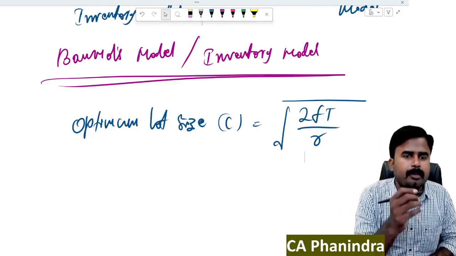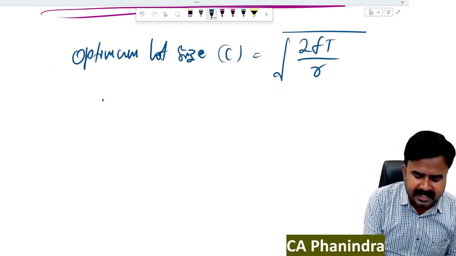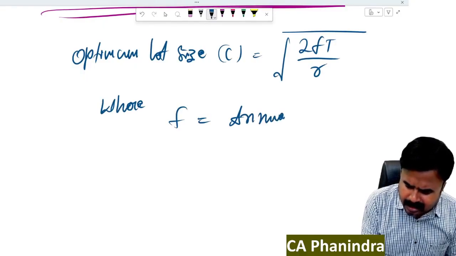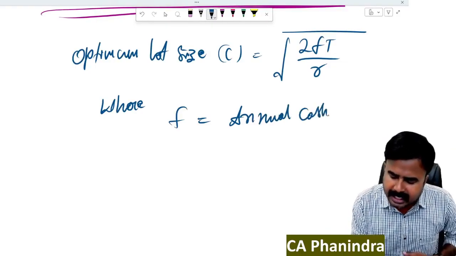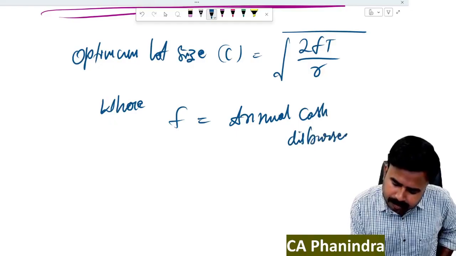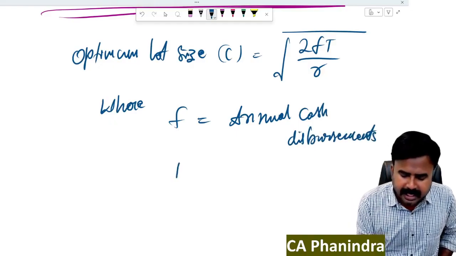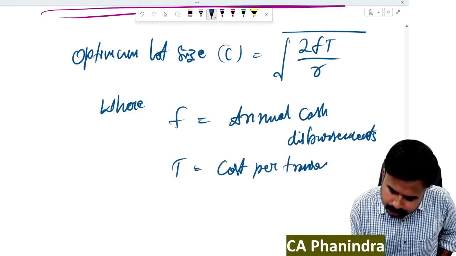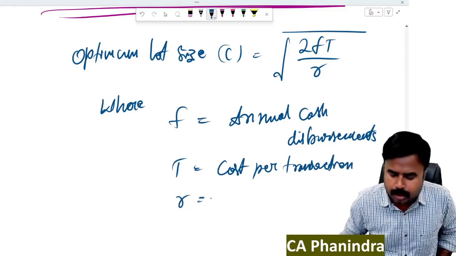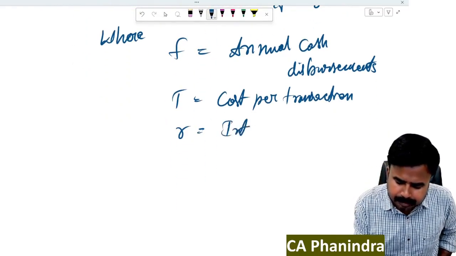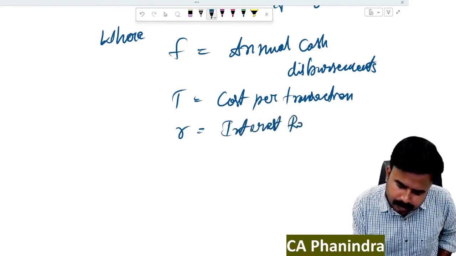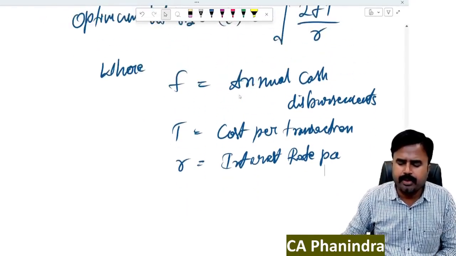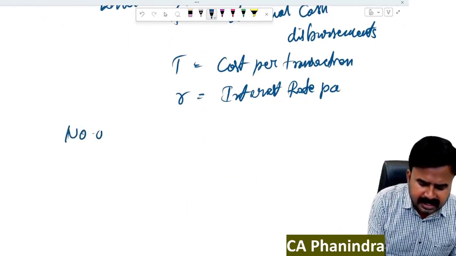The formula for such optimum lot size is square root of 2FT by R, where F is equal to annual cash disbursements, nothing but annual cash outflows. T is equal to cost per transaction. R is equal to interest rate per annum. This is what F, T and R are. And also I need to give you a few formulas here. Number of transactions or transfers.